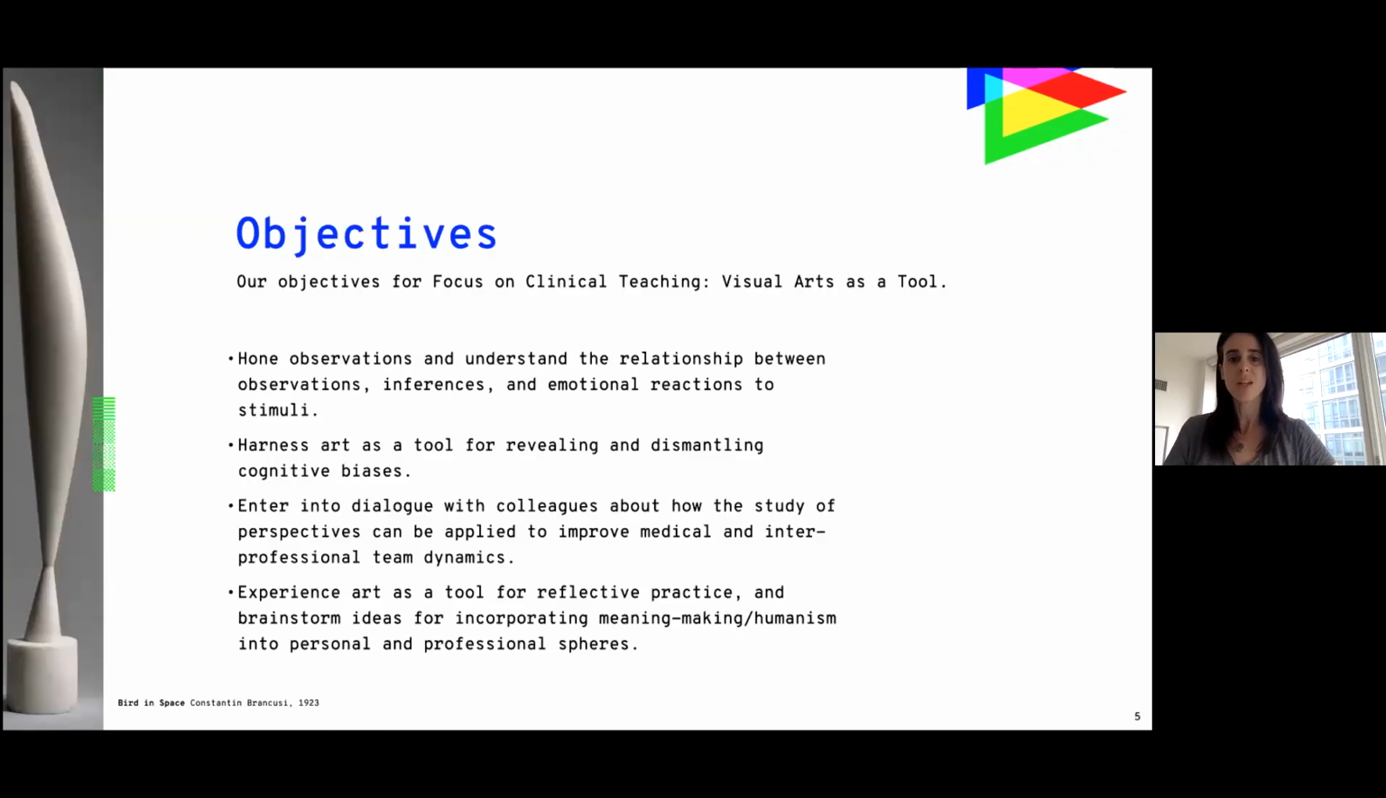The objectives of the program were wide, and admittedly, a lot of what we wanted to do was just expose them to this work. So we wanted them to understand observation and inferences. We wanted them to understand that people have emotional reactions to stimuli, whether they be visual or otherwise. We wanted to think about using art to explore biases. We wanted to talk about multiple perspectives and how recognizing that could impact our team dynamics in the hospital. And we wanted to give them exposure to this work so that they could use it as a reflective practice, both for themselves and potentially for their learners.